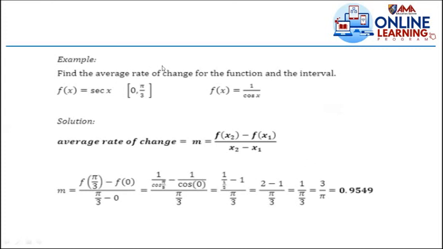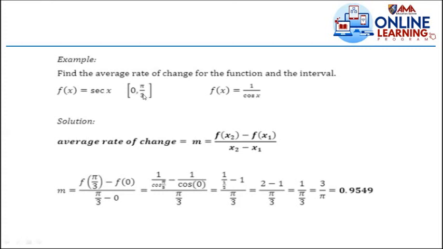Find the average rate of change for the function and the interval. The function is f of x equals secant x, and our interval is from 0 to pi over 3. We know from our trigonometric functions that secant x is the reciprocal of cosine x, which is 1 over cosine x. So, they are the same.